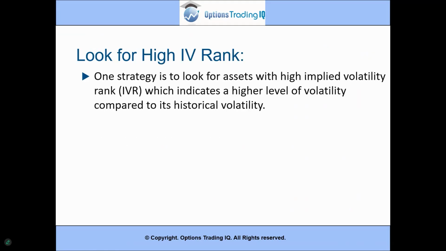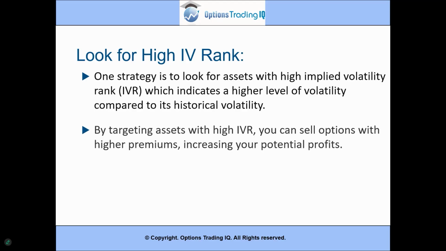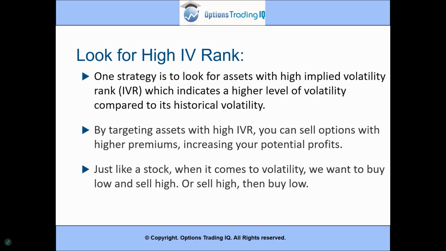Firstly, look for high IV rank. One strategy is to look for assets with high implied volatility rank, or IVR, which indicates a higher level of volatility compared to its historical volatility. By targeting assets with high IVR, you can sell options with higher premiums, increasing your potential profits. Just like a stock, when it comes to volatility, we want to buy low and sell high, or sell high and then buy back lower.